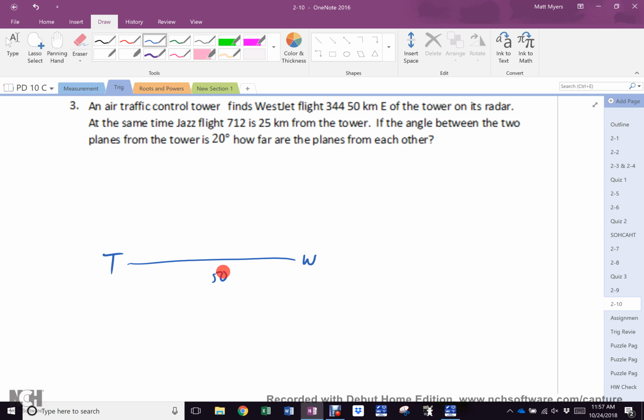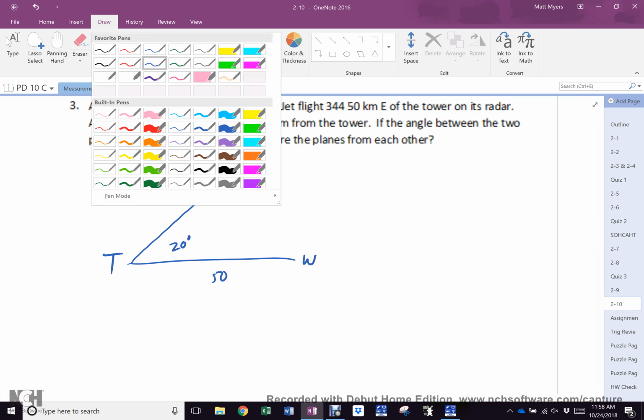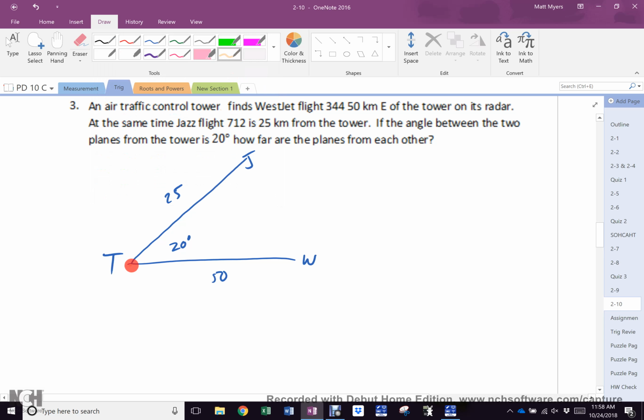There's flight J, which is where? Somewhere away from flight W, yes? Could I draw it up there with a 20 degrees? And this would be 25, correct? Could I draw it? What color is that?